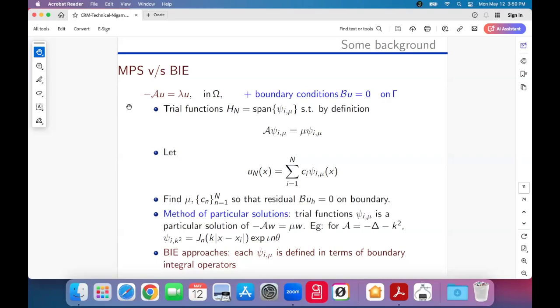The method of particular solutions consists of using trial functions that are particular solutions of the PDE operator. Okay, so for example, for the Laplacian, you would build your particular solutions out of Fourier-Bessel functions. And it's a very elegant, very nice way of solving eigenvalue problems in this boundary sense. Okay. There's another way of doing it, which is where you take your trial functions to be defined in terms of boundary integral operators. And that's basically what I talk about today.